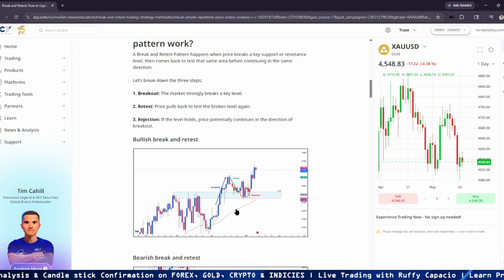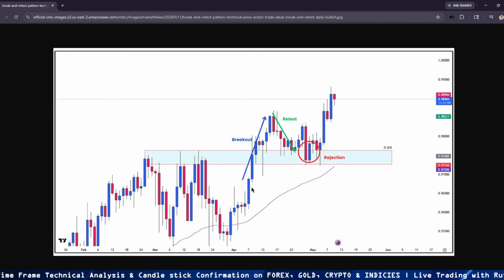The next thing that could happen is a retest. Price pulls back to test the broken level right after the breakout. So right after the breakout of the resistance zone, it could pull back and test the broken level and potentially act as a support. The next step is the rejection. Right after the retest, it could touch the level and possibly reject so that it could continue pushing to the upside. Now let me show you a bullish example of the break and retest.